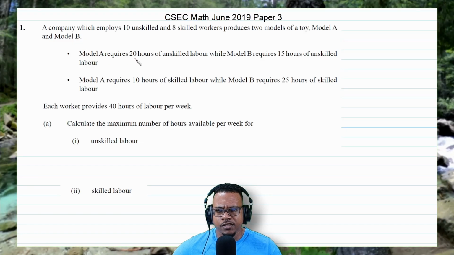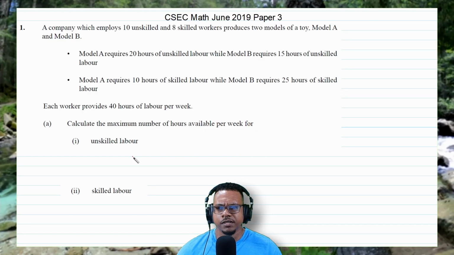So Model A requires 20 hours of unskilled labor, while Model B requires 15 hours of unskilled labor. And Model A requires 10 hours of skilled labor, while Model B requires 25 hours of skilled labor. So now they're saying that each worker provides a maximum of 40 hours of labor per week. So here we want to calculate the maximum number of hours available per week, all right, for unskilled labor.